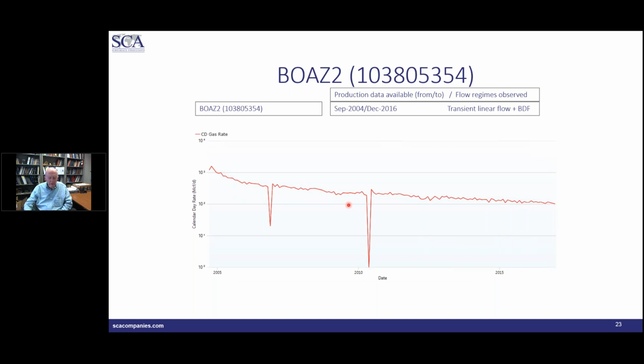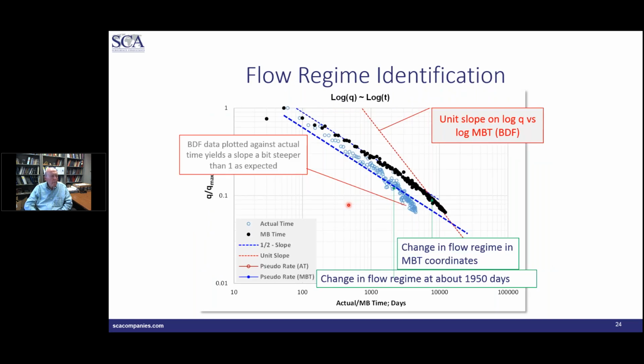How should we forecast in this case? Well, let's identify flow regimes and see. Here's our rate versus actual time and rate versus material balance time plot. Here's rate versus actual time. More important is this rate versus material balance time plot.